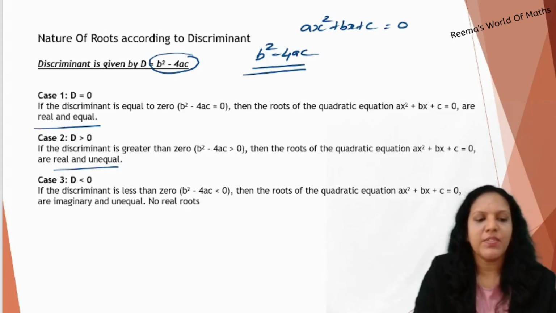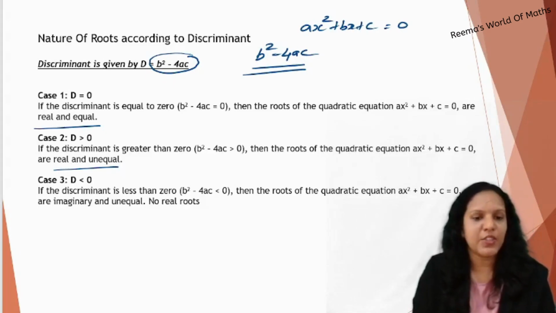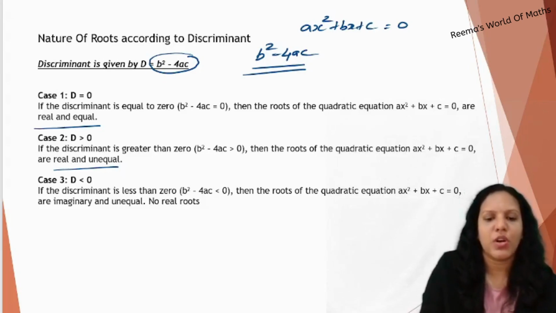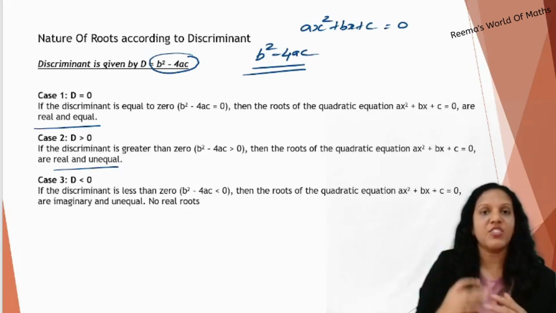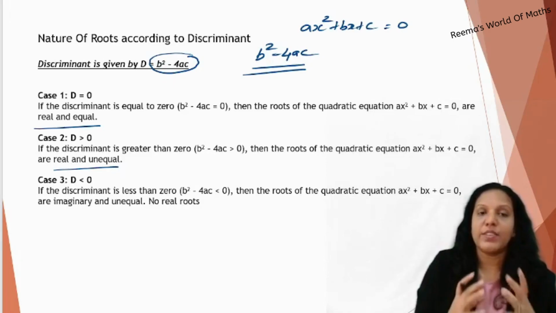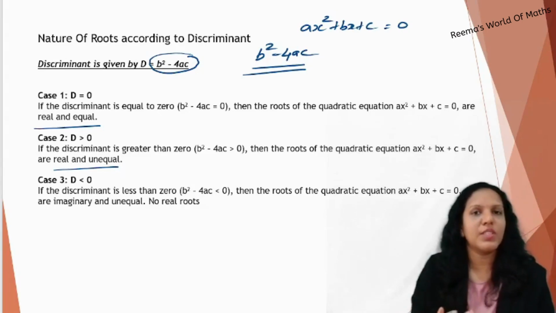The case number 3, which is D is less than 0. If the discriminant is less than 0, then the roots of the quadratic equation are imaginary and unequal. So that means there are no real roots. So there exist three conditions for the nature of the roots according to the discriminant value.